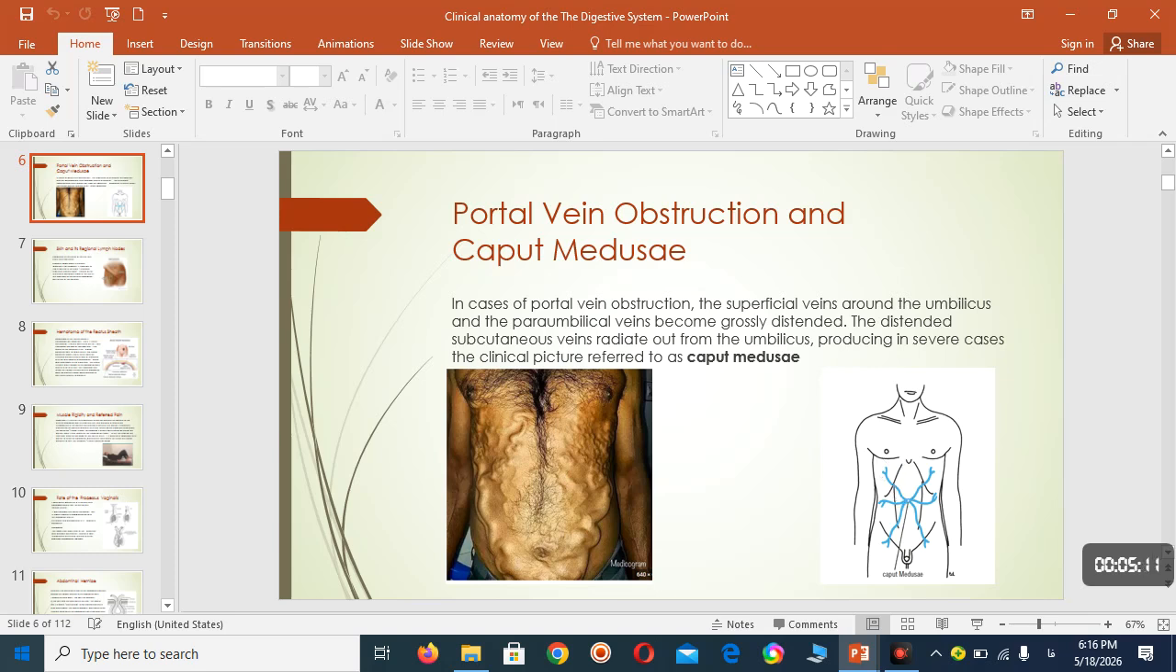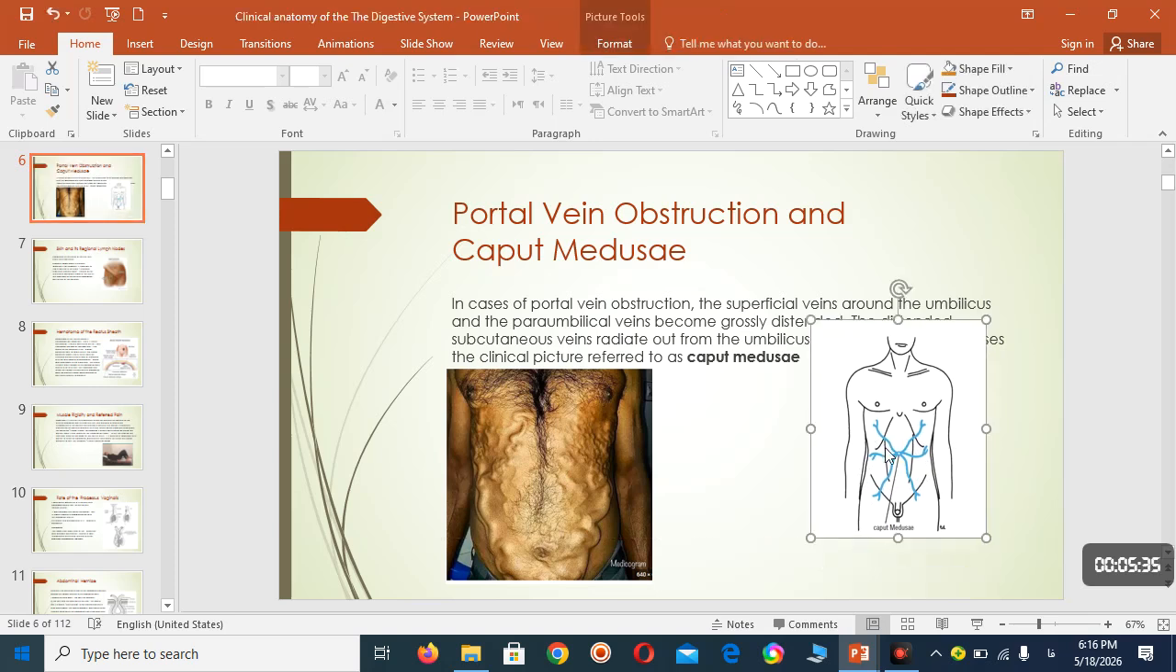These veins drain to the portal vein. But when we have a disease in the liver, or an obstruction in the portal vein, the blood accumulates in these veins surrounding the umbilicus, like here, and here is the caput medusae. This is called portal vein obstruction and caput medusae, like this.